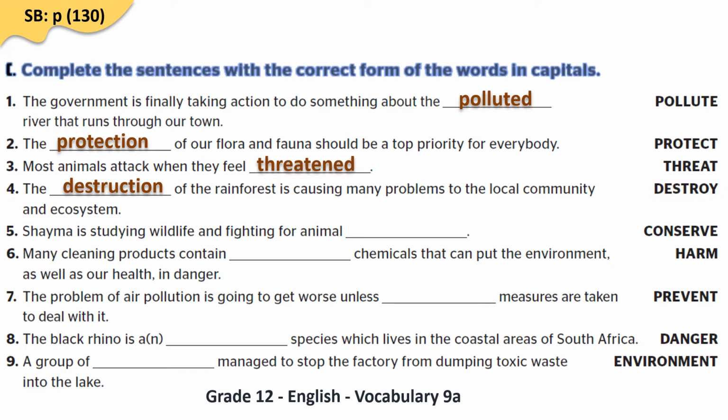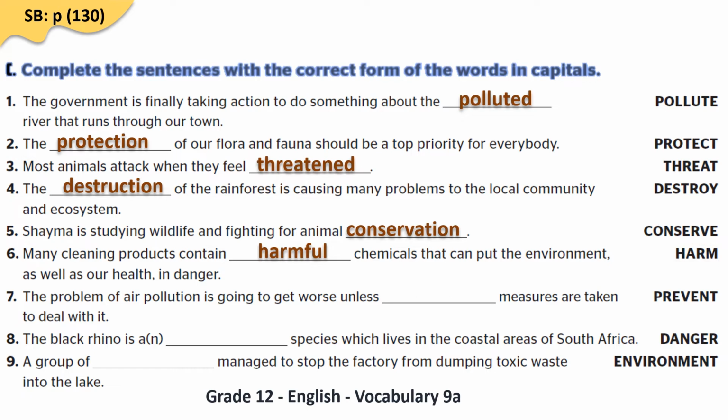Number 5, Shaima is studying wildlife and fighting for animal space. What comes after animal here would be a noun. And the noun from conserve is conservation. So we would say Shaima is studying wildlife and fighting for animal conservation. Sentence number 6. Many cleaning products contain space chemicals that can put the environment as well as our health in danger. We need an adjective from the word harm to describe the chemicals. And here we're going to say that these chemicals have a bad effect, so they are harmful chemicals to the environment and to our health.